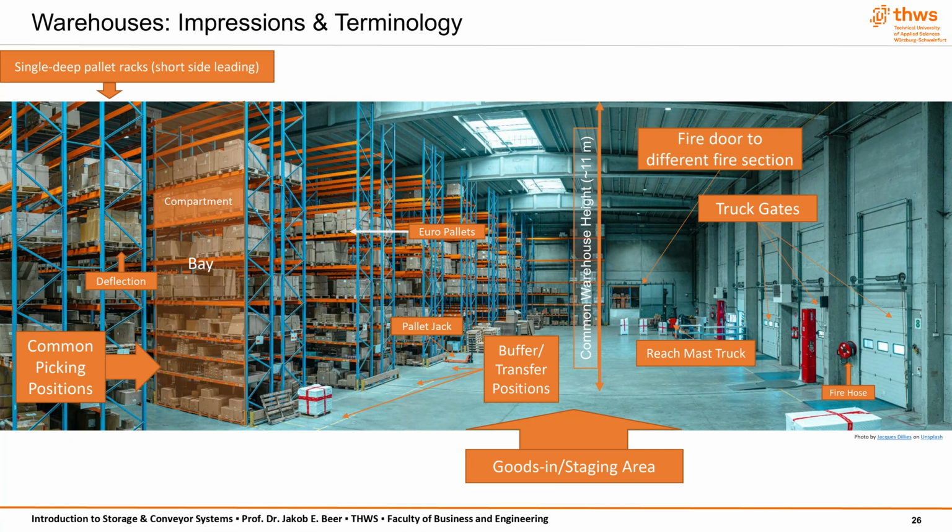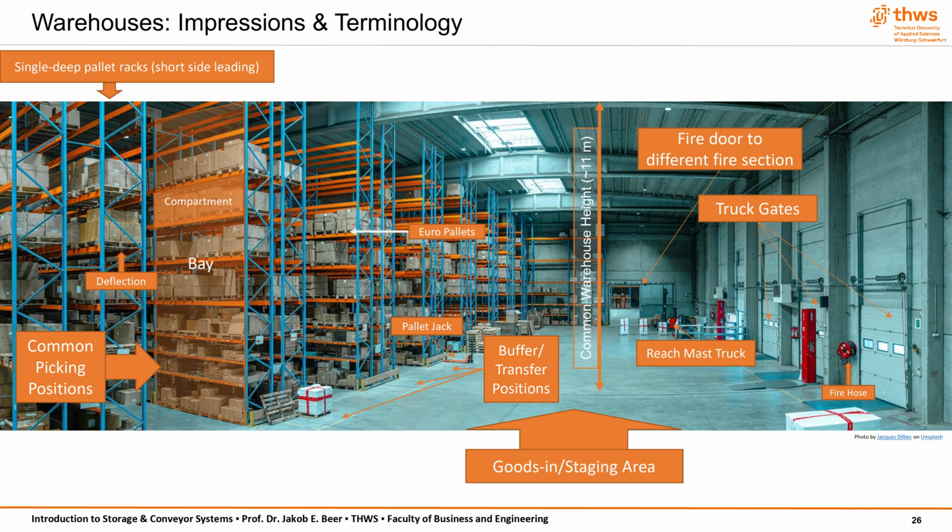Just before the entry to the other section of the warehouse in the upper right corner, you can see a forklift truck. More specifically, we are looking at a reach mast truck. Reach mast trucks are specialized forklift trucks designed for narrow aisles and high racks. These trucks are equipped with extendable masts that allow them to reach pallets stored at significant heights.